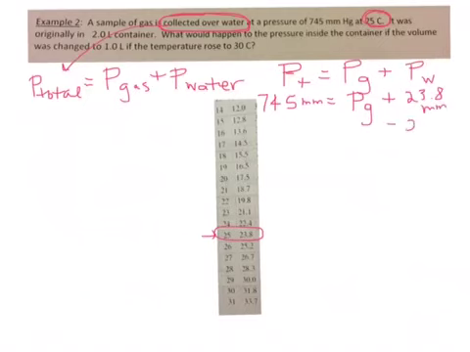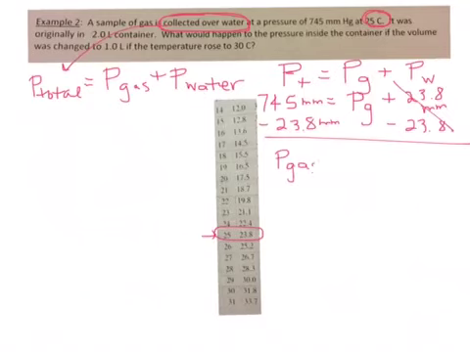So we're going to subtract from both sides. And we're going to find out that the pressure of our gas is equal to 721 millimeters of mercury. Oh, but wait. I didn't even read the problem, because when I saw collected over water, I knew I had to do this step. So now let me keep reading.